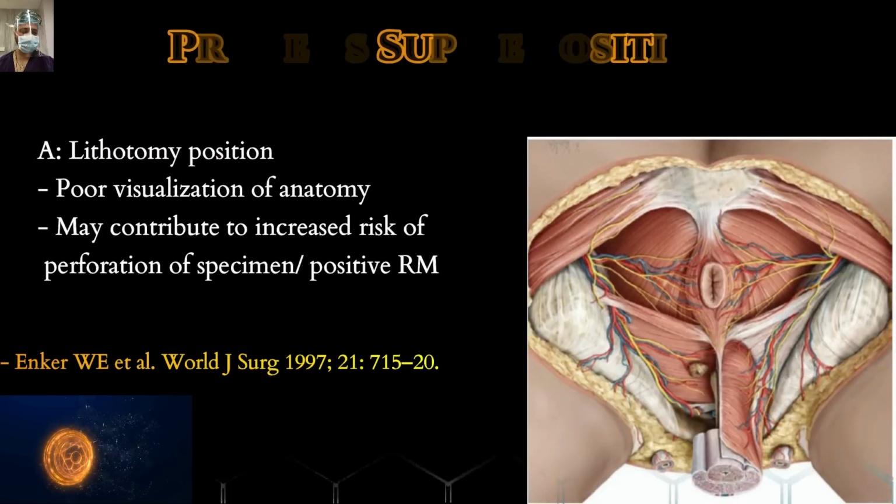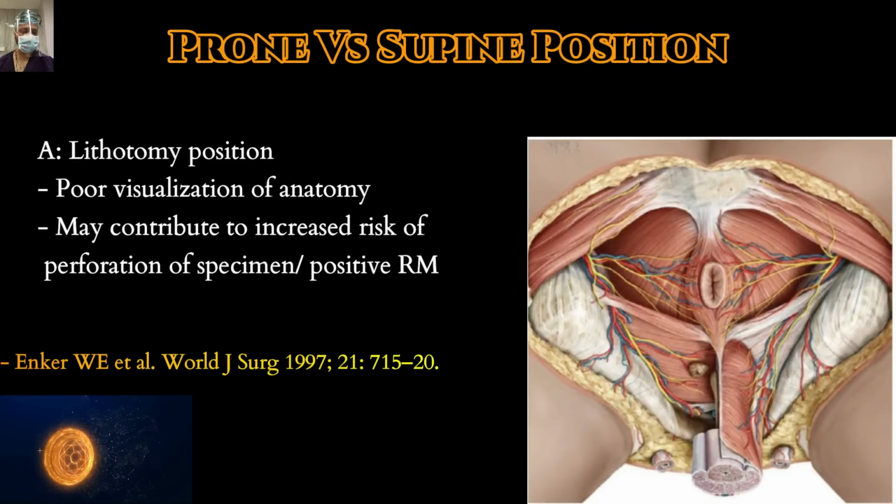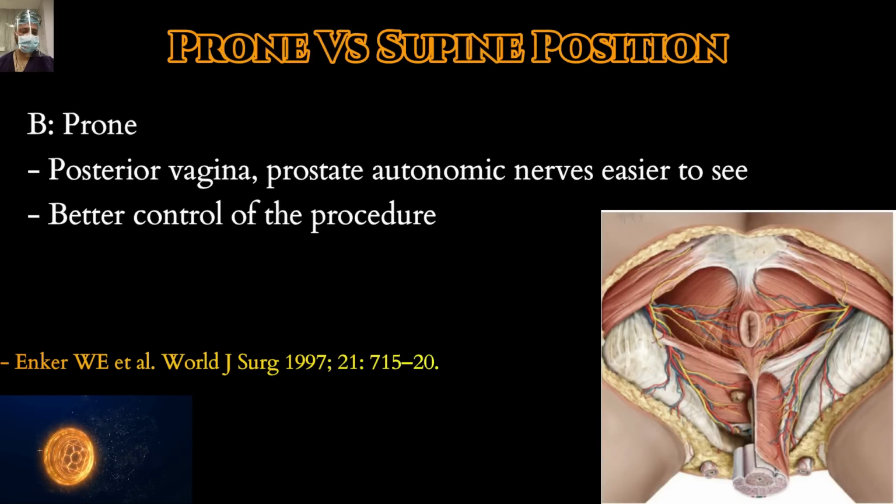So friends, for abdominoperineal excision, be it APR or ELAPE, which position should we choose? In the lithotomy position, there is poor visualization of the anatomy, and there are higher chances of perforation of the specimen and positive resection margin. The relevant literature support I have given here, and viewers can go through these papers. In the prone position, the vagina, the prostate, and autonomic nerves are easier to see, and there is better control of the procedure. So the recommended position for abdominoperineal excision, specifically the ELAPE, is the prone position.